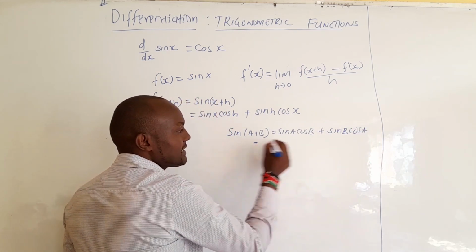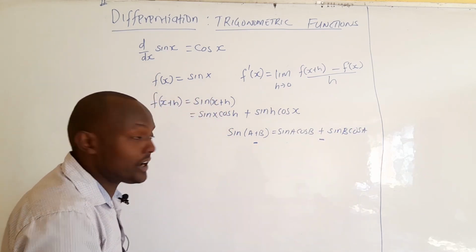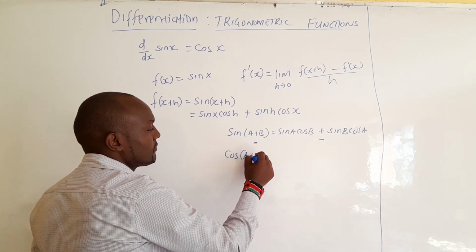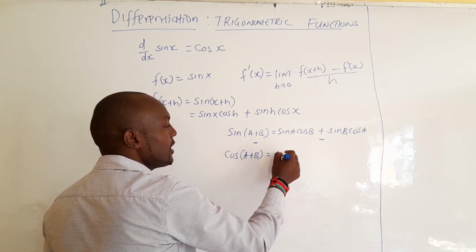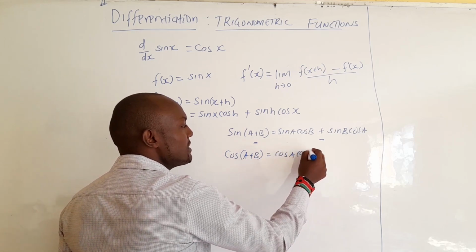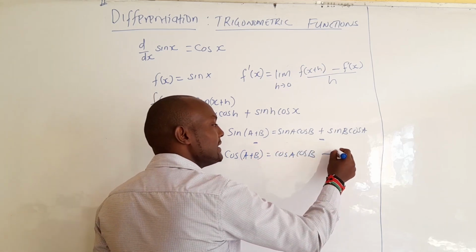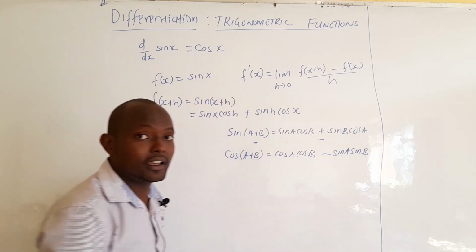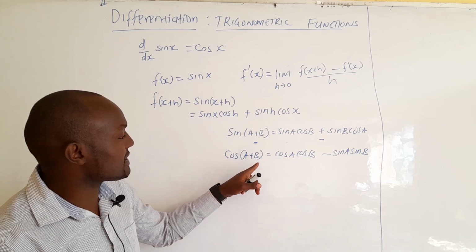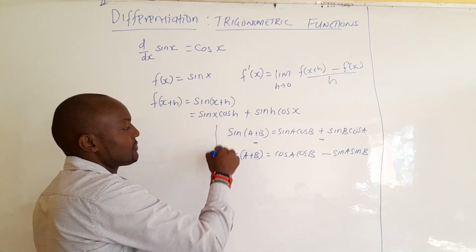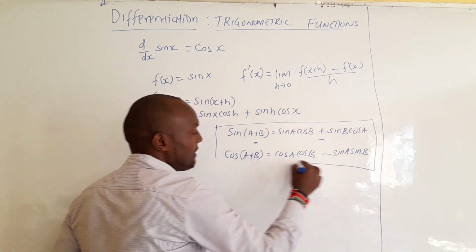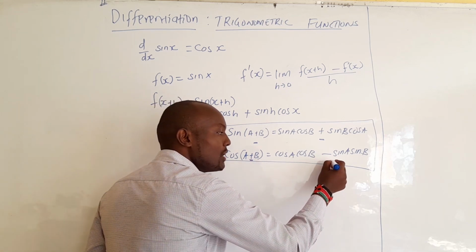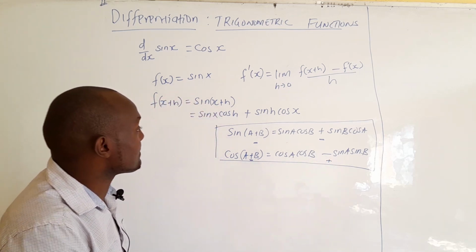If it was minus, here would have been minus. When it comes to cos, we always say cos a cos b minus sine a sine b. That's how we expand cos of a plus b. You can go and look at that, but at least I have highlighted how we expand it. So if here it was minus for cos, here it would have been plus.